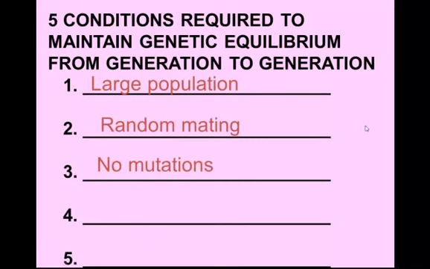We also can't have mutations. Middle finger, M for mutations. If mutations happen to bring new choices into our gene pool, that's going to change the gene frequencies. 4th finger, pointer finger, that was for movement. No moving in or out. If you have organisms coming into the population, bringing in new genes, or taking genes from the population and going to another place, that's going to cause changes to our gene pool.